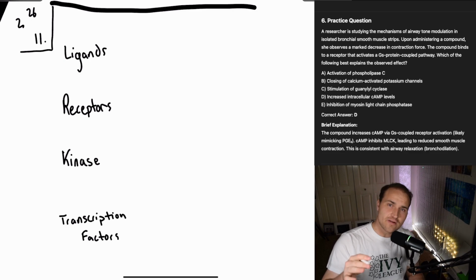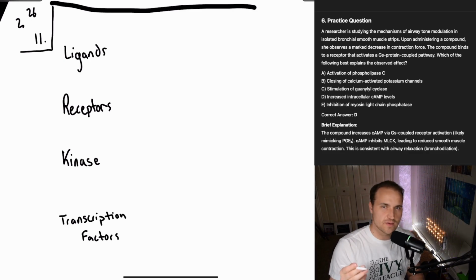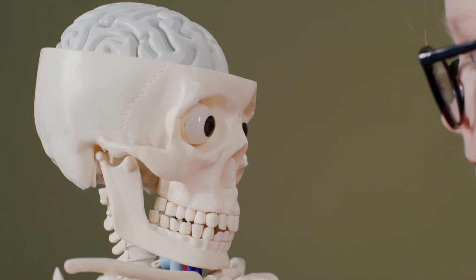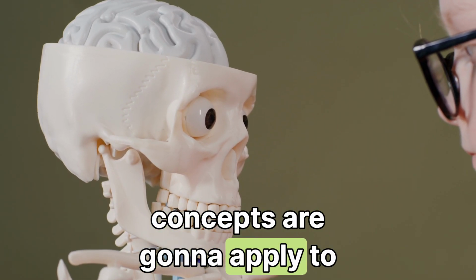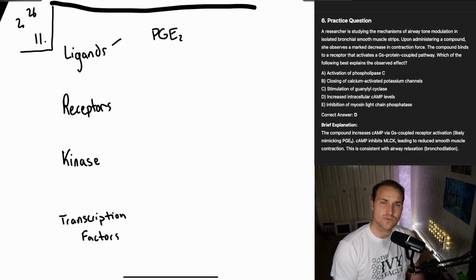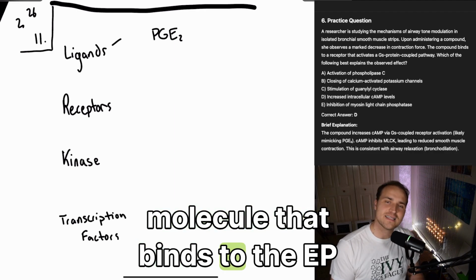So I'm going to make a little diagram that illustrates the receptor-specific signaling pathways that are activated by the correct answer to this question, prostaglandin E2 or PGE2. This is going to have a downstream cellular effect, particularly in osteoblasts, but the same G protein concepts apply to smooth muscles, immune cells, and other things. We have this thing called a ligand, and that's where PGE2 comes in. It's a lipid signaling molecule that binds to the EP receptors.